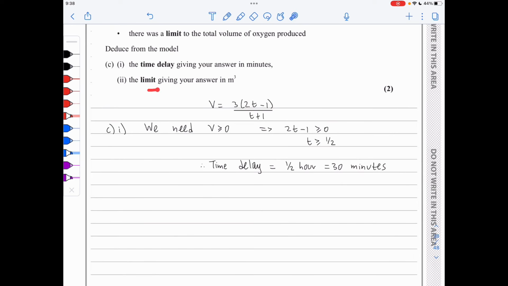Now for the limit in the total volume of oxygen produced, we need to consider the behavior of V as t tends to infinity. So as t tends to infinity, we can see that V tends to 3 times 2t over t. In other words, we have the minus 1 and the 1 here being insignificant, and therefore this is 6t over t, which is 6, and therefore this limit is 6 cubic meters.